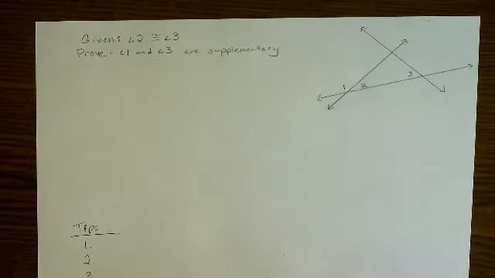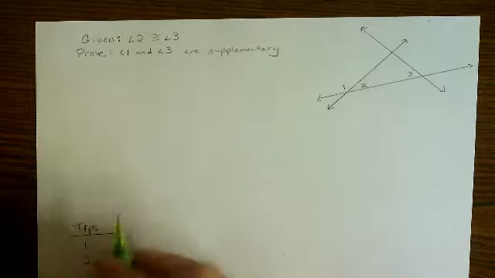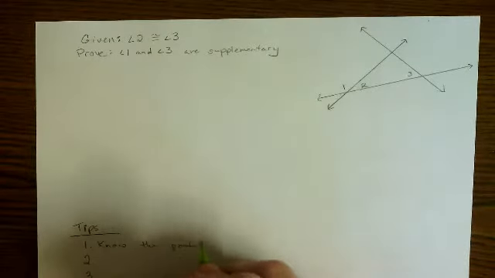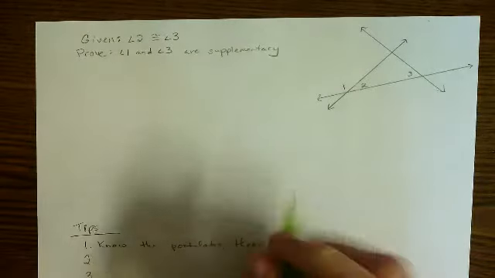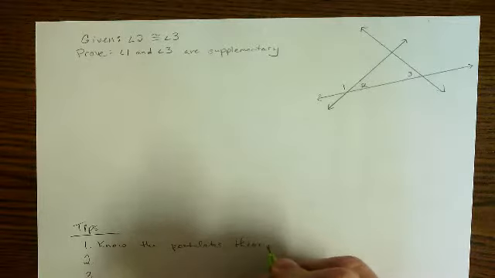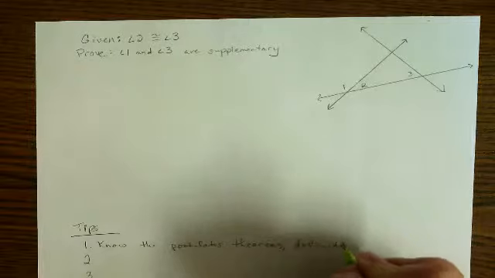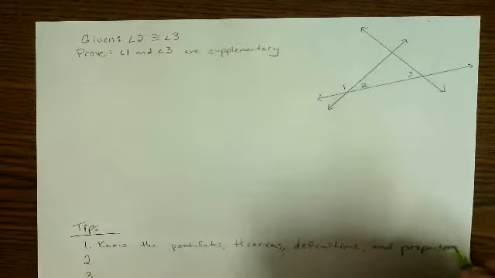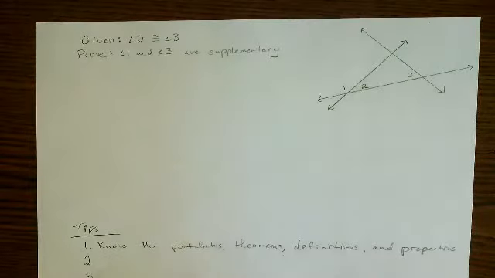So first out, to start with the tips, I'm going to give you the first tip, and that is know the postulates, theorems, definitions, and properties. Of course I can't spell theorems right. All right, and you might want to write these tips down as well, and this two-column proof that's going along with it. So know the postulates, theorems, definitions, and properties.